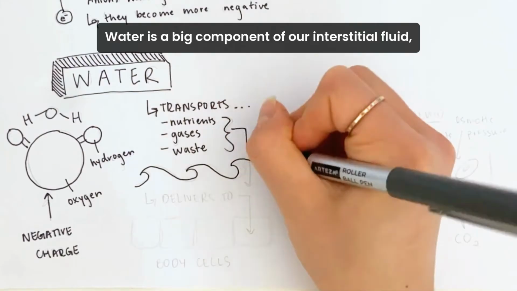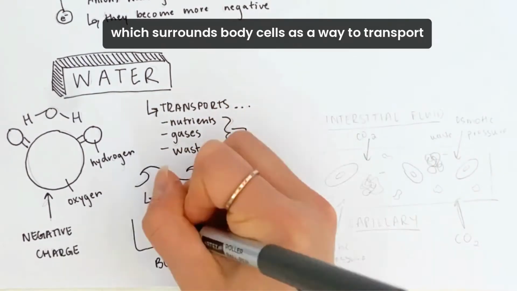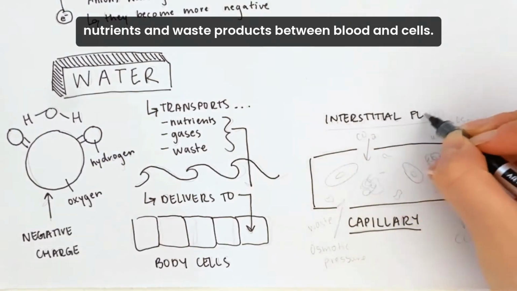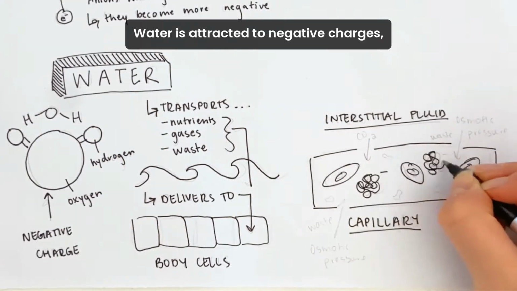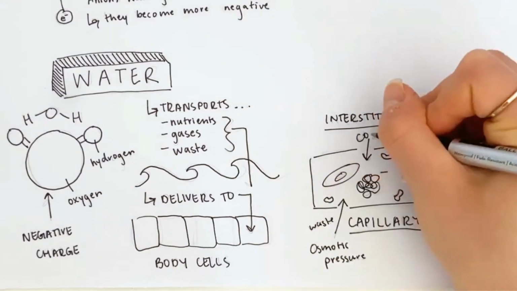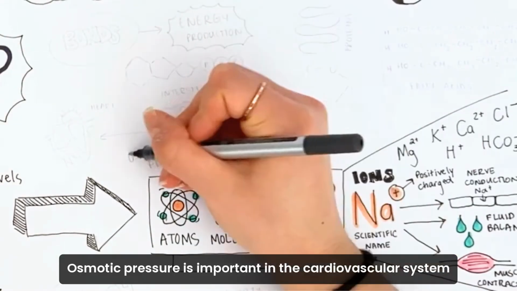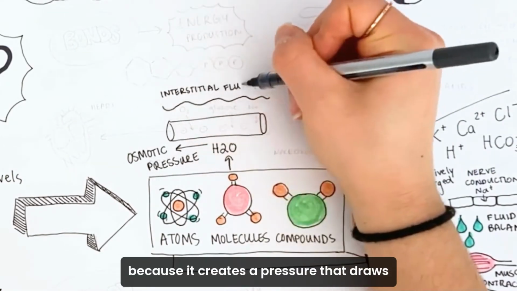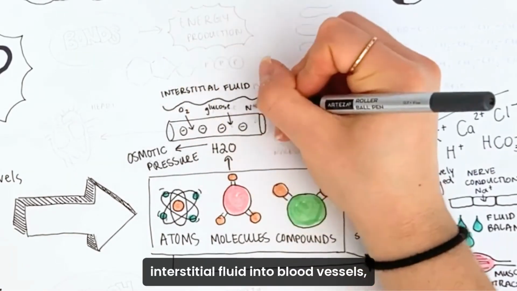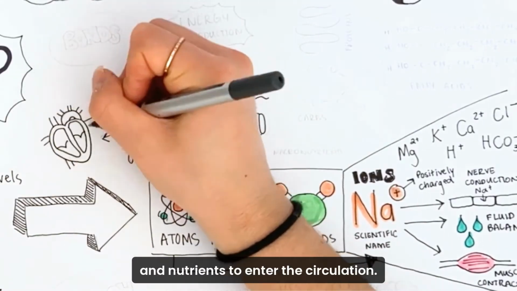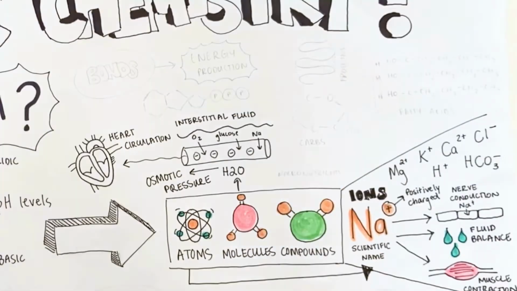Water is a big component of our interstitial fluid, which surrounds body cells as a way to transport nutrients and waste products between blood and cells. Water is attracted to negative charges, creating something called osmotic pressure. Osmotic pressure is important in the cardiovascular system because it creates a pressure that draws interstitial fluid into blood vessels, allowing important substances like oxygen and nutrients to enter the circulation.